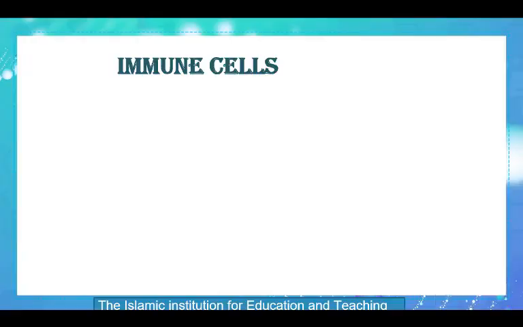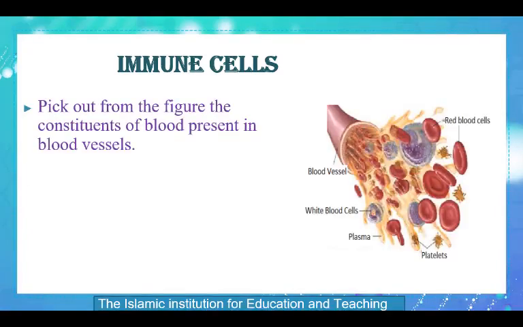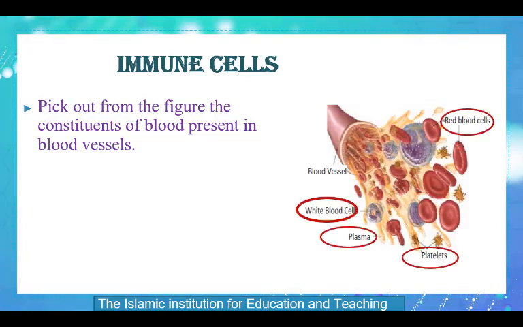Let's now identify the immune cells. Pick out from the figure the constituents of blood present in blood vessels. Excellent. White blood cells, red blood cells, plasma, and platelets.